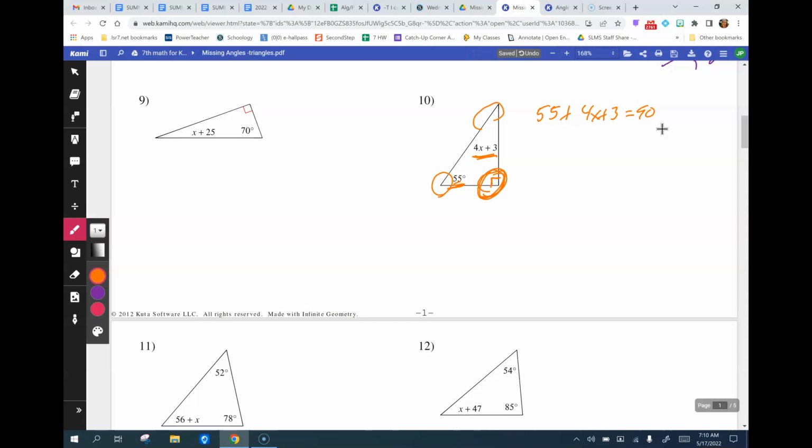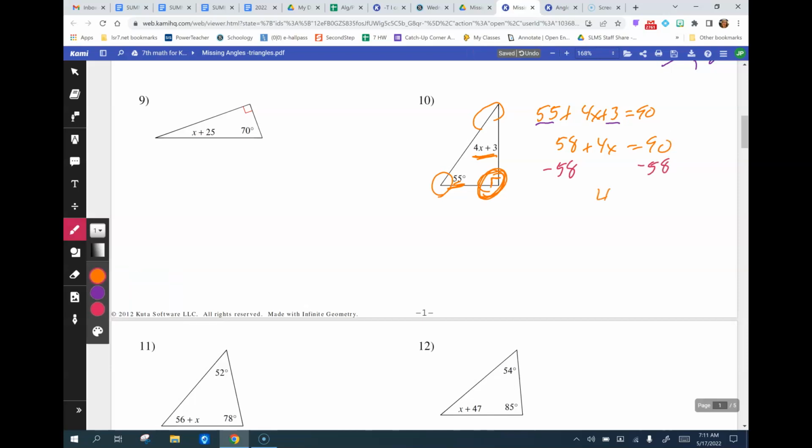Okay, so here we go. Let's solve this one. So we're going to combine like terms, and I get 58 because, look at these right here. These are like terms. So 58 plus 4x is equal to 90. What am I going to do next? That's right, I'm going to subtract 58.